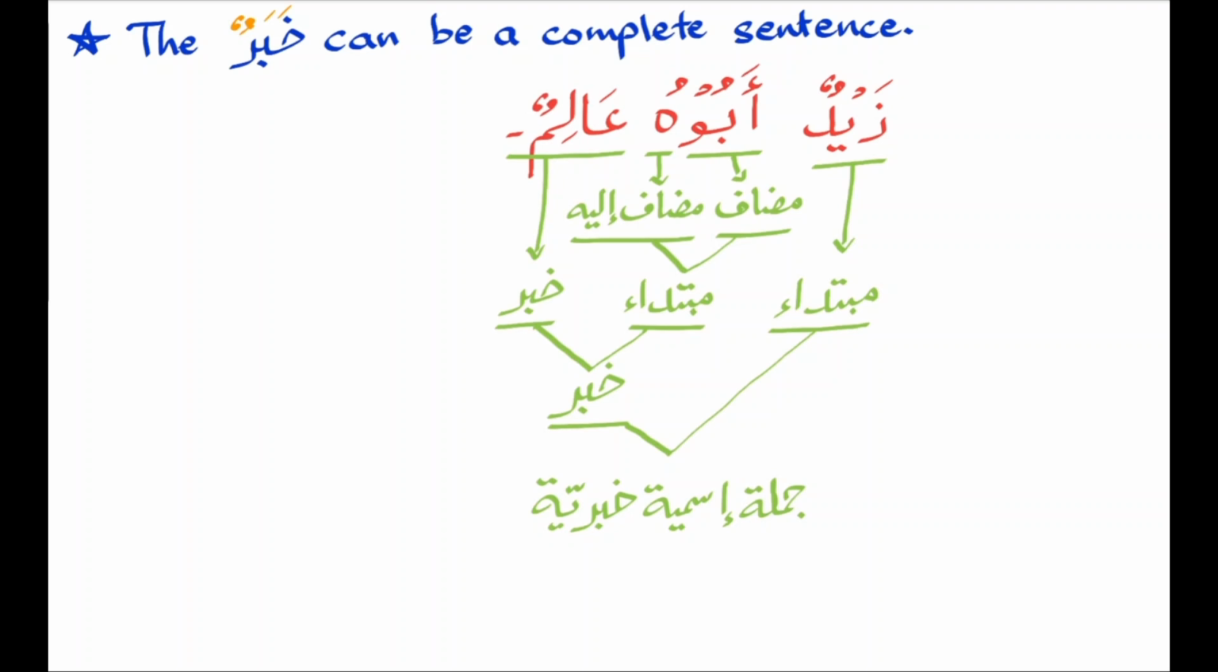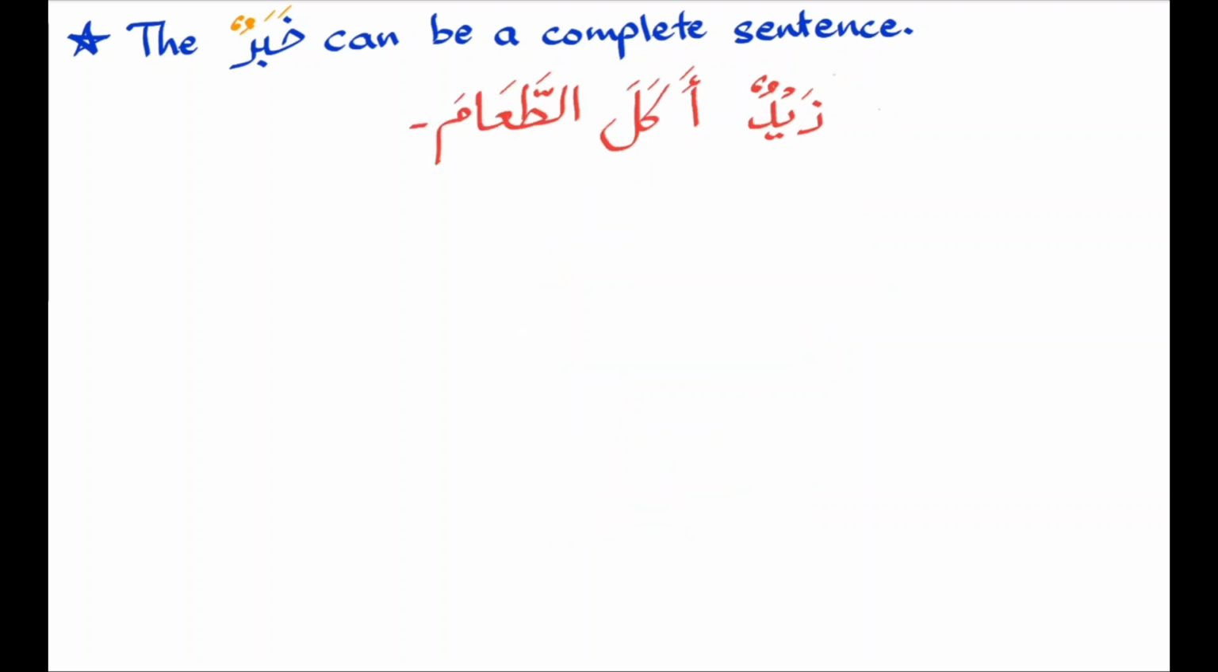Let me give you another example. Zaydun akala at-ta'ama. Zayd ate the food. Here, Zayd is the mubtada, akala at-ta'ama in itself is the khabar. So first, let's term Zayd as the mubtada. Next, we move on to akala at-ta'ama, and we notice that akala at-ta'ama in itself is a complete sentence. It means he ate the food. So akala first is the fi'l plus the fa'il, and at-ta'am is the maf'ul. And finally, fi'l plus fa'il plus maf'ul all together becomes the khabar of Zaydun mubtada.